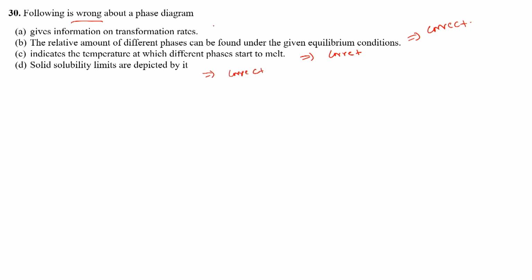So the only incorrect statement is this one, because it does not give information on transformation rates. It does not talk about the rate. So option A is the incorrect statement. So A is the correct option.